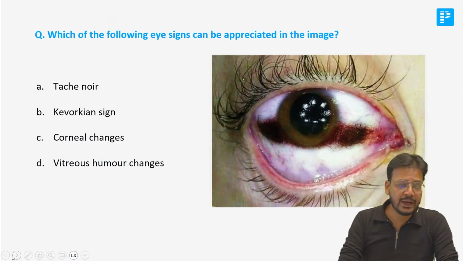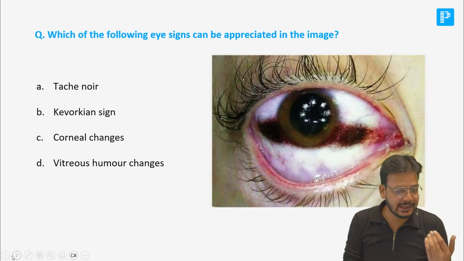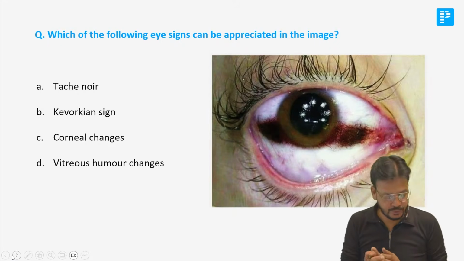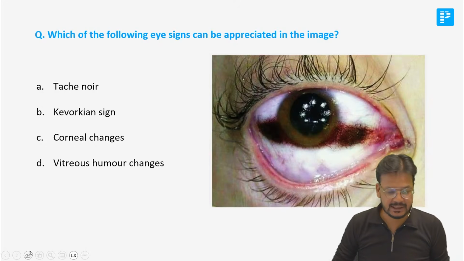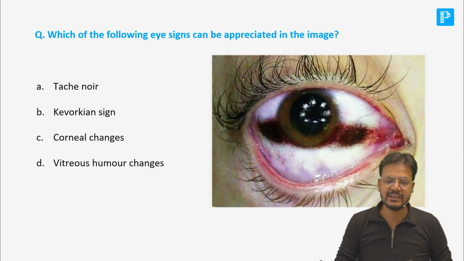Now, which of the following eye signs can be appreciated in this image? Anyone who can give me the answer? Is it Tache noire? Is it Kevorkian sign? Is it corneal changes? Is it vitreous humor changes? Tell me dear, what is your answer? Which eye sign can be seen in this? Yes, without any doubt, it is Tache noire.